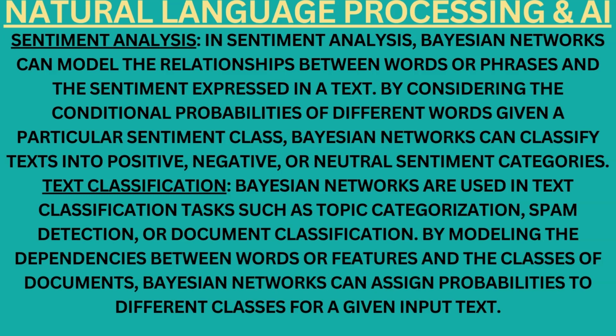Text classification. Bayesian networks are used in text classification tasks such as topic categorization, spam detection, or document classification. By modeling the dependencies between words or features and the classes of documents, Bayesian networks can assign probabilities to different classes for a given input text.